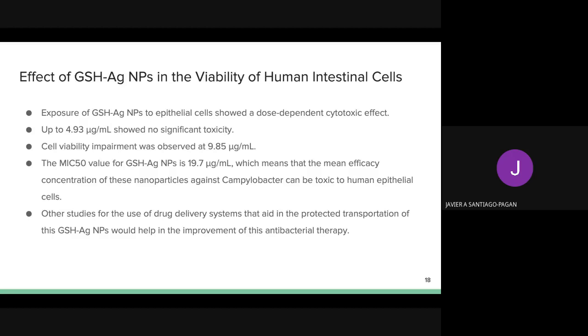The MIC 50 value, that is the minimal inhibitory concentration of 50% of the bacteria, for this nanoparticle is 19.7 microgram per milliliter, which means that the effective concentration of these nanoparticles against Campylobacter can be toxic to human epithelial cells. So other studies on drug delivery systems that aid in the protected transportation of these silver nanoparticles will help improve this antibacterial therapy.